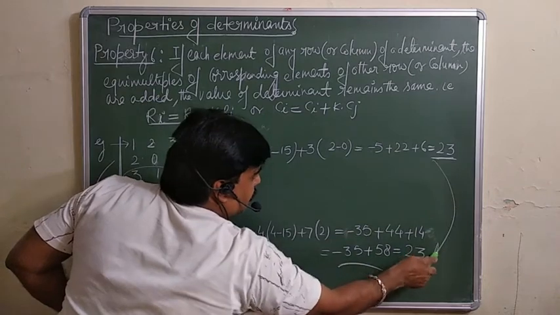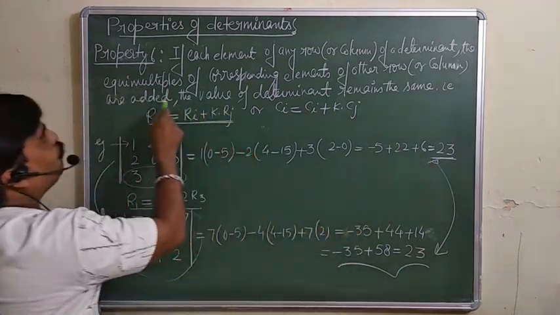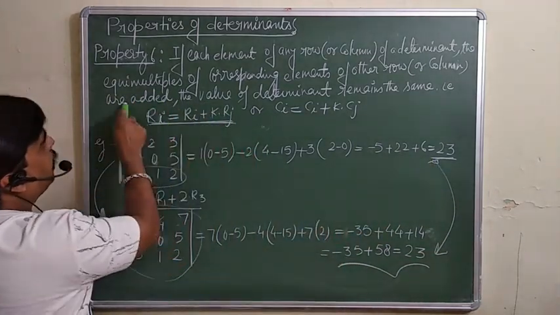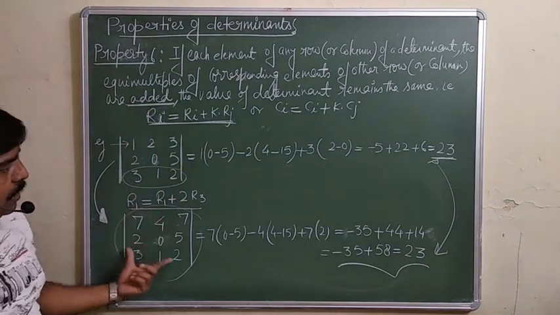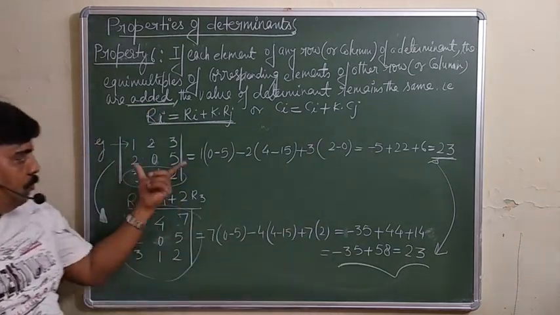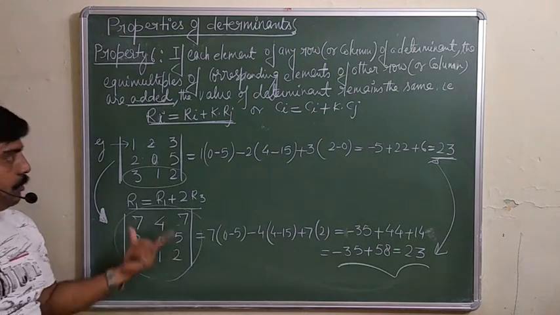So the property says that if you multiply and then add, the determinant remains the same. With the help of this example, we can understand this. Have a look.